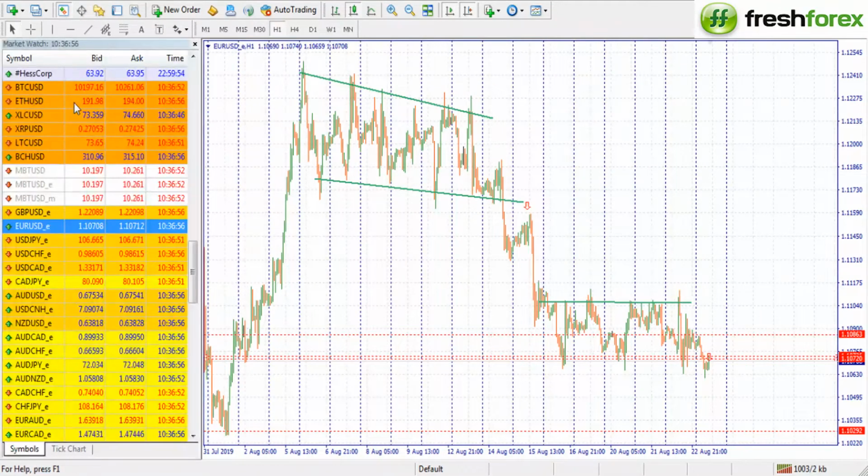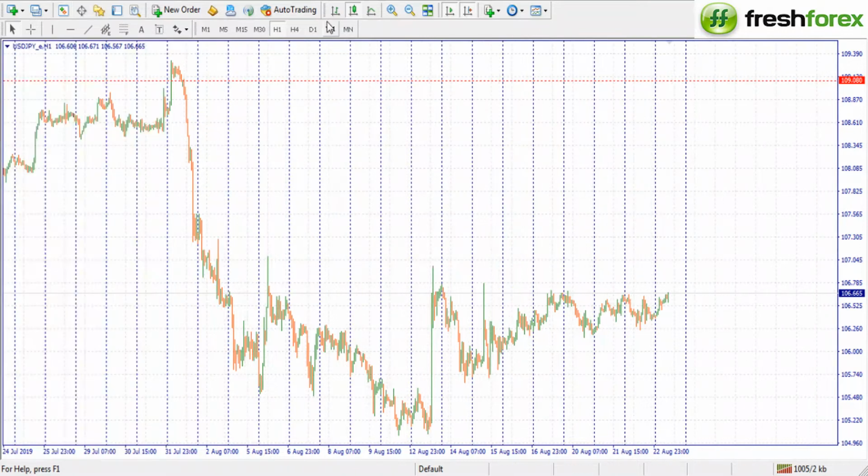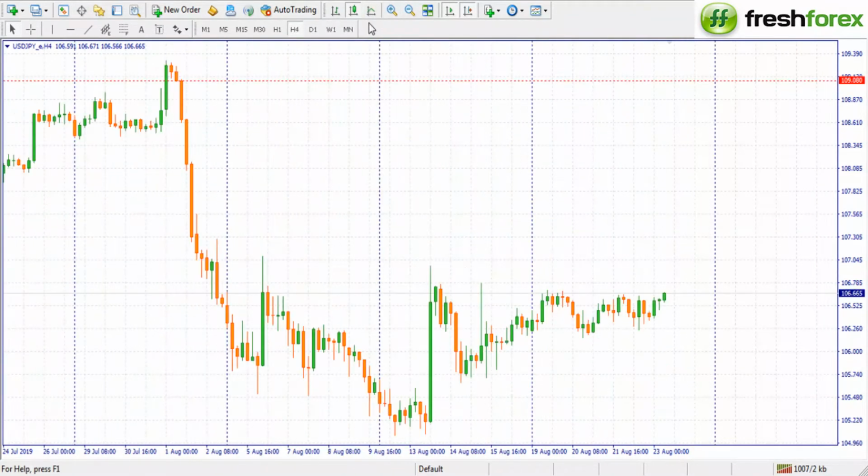So we move forward. USD JPY. This is also another good one. I actually noticed that price is consolidating around a good level. We have this here.